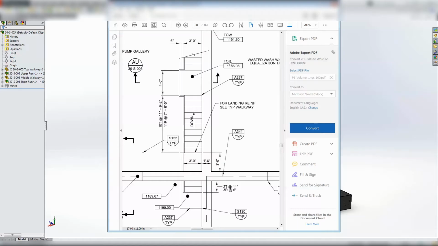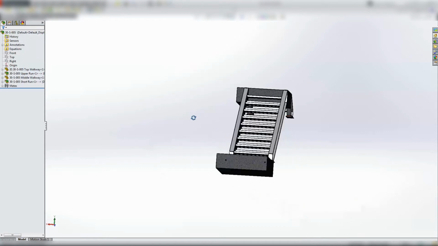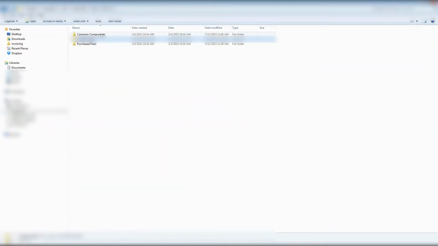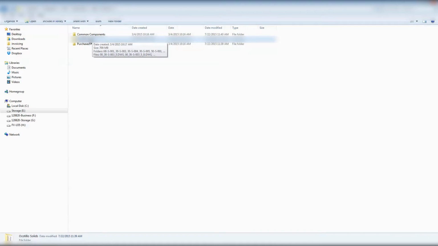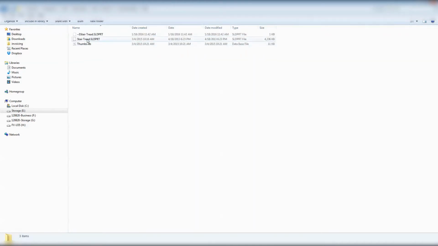The top of concrete here is different than what is shown on this drawing, so we'll get that back out of the road. The way I set this project up, I had folders: common components, then the actual components for the specific project, and then purchase parts. In there I have hardware and then parts, and the stair tread is actually a purchase part. So that's how I set up the hierarchy as far as folders go.